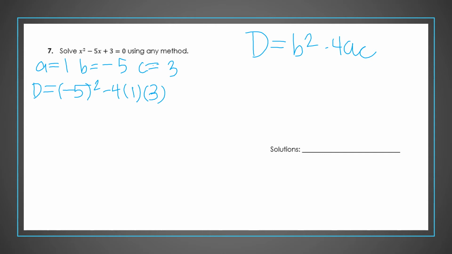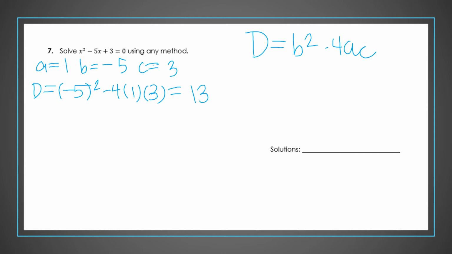You can use your calculator, you can do the math on your own, but make sure that when you put it in your calculator, you do it correctly. Don't forget the negative on the 5 and make sure you put it in parentheses. Don't forget to square the -5. When you type in -4, make sure you hit the negative sign and not the subtraction. And then 1 and 3 should also be in parentheses, and that should give you 13.